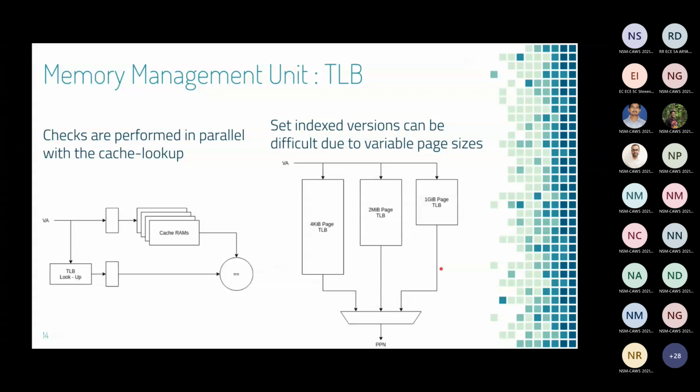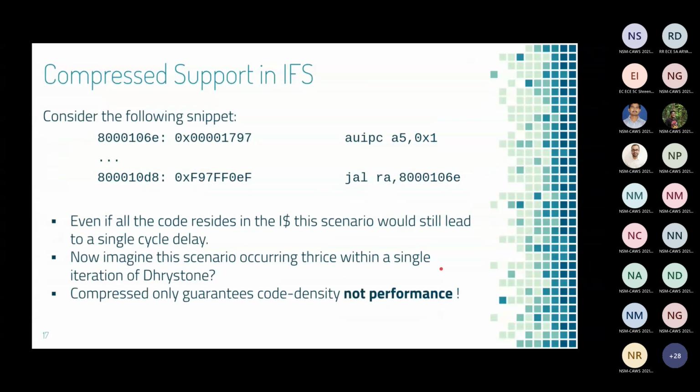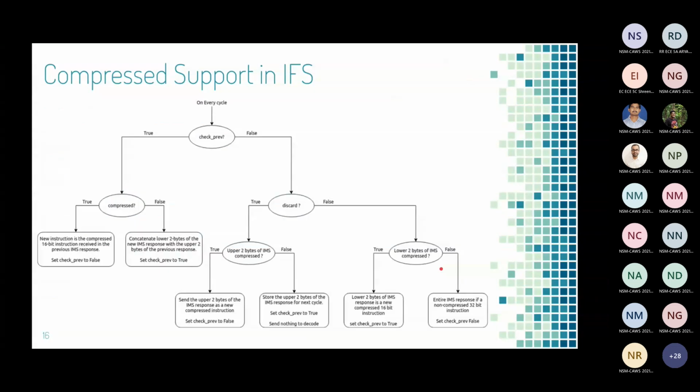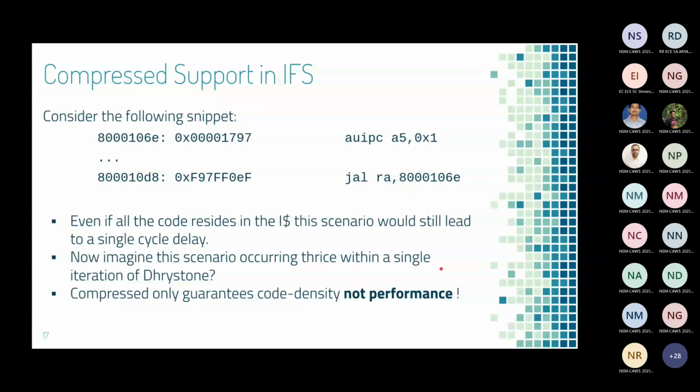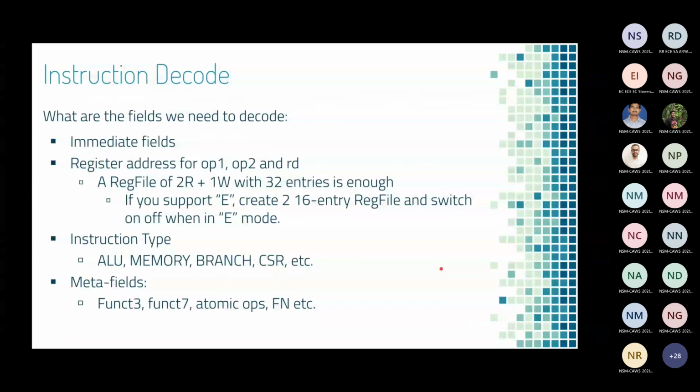Okay, moving forward. I'm skipping the compressed part because this is a little bit of a distraction at this point, considering the time limit that we have. The next stage is the decode stage. So once the instruction cache gives you the instruction, you send it off to the decode stage. It's very simple. The decoder is supposed to give you all the fields of interest.